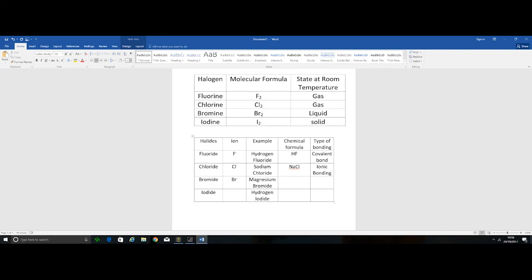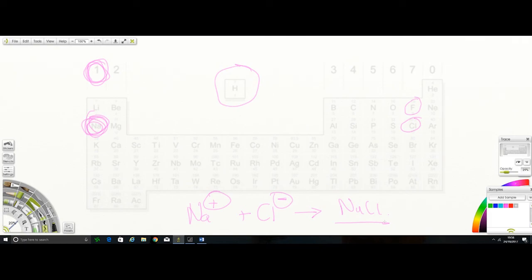Now magnesium and bromine. Magnesium is in group 2, so it's got 2 electrons in the outer shell. It's a metal, so it's going to lose those electrons. If you lose 2 negative electrons, you're going to have a charge of 2 plus. And we're going to react it with bromine. Remember, bromine needs 1 more electron to make a full outer shell. Now we're going to swap the numbers around. This number 1 is going to go to here. This number 2 is going to go to bromine. So I'll just draw my arrows. The formula for this is MgBr2.